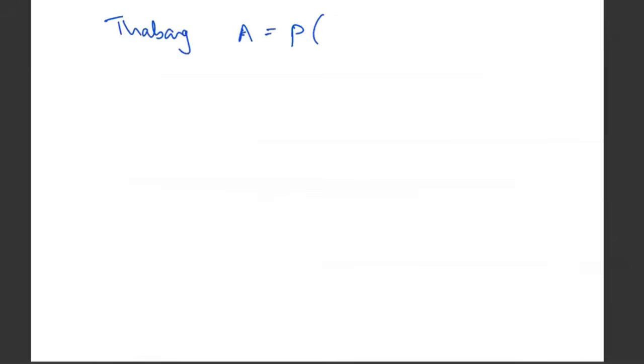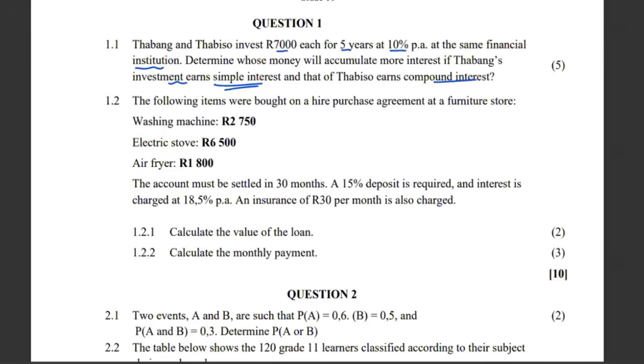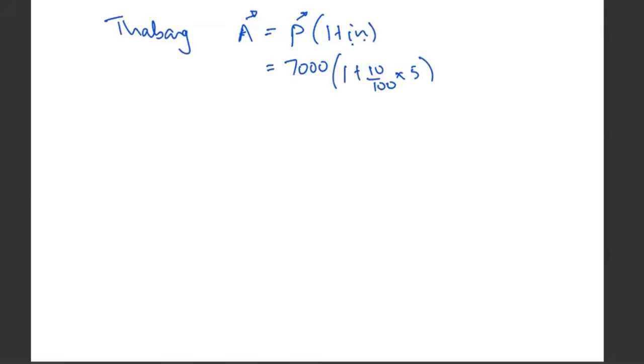We know that simple interest is A equal to P into 1 plus i n, whereby our A is the accumulated value, P is the initial amount or the principal amount, i is the interest rate, and n is the period of time. So we know that our P is 7,000, into 1 plus the interest rate, they told us it's 10%. So 10 over 100 times the same number of years, which is 5 years. Then when we punch that into our calculator, 7,000 into 1 plus 10 over 100 times 5, we're getting 10,500.